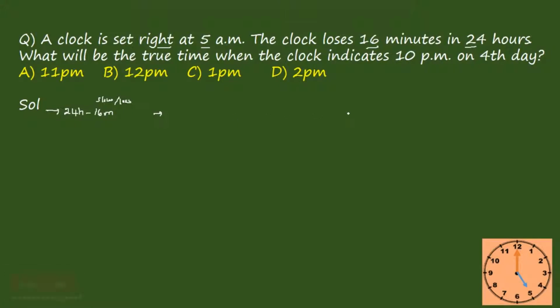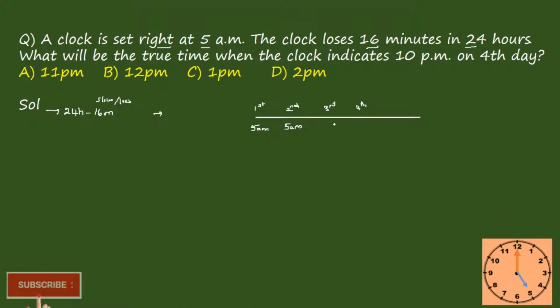If you consider a line, this one is the first day, second day, third day, and fourth day, and so on, right? First day it is showing 5 a.m. The second day also 5 a.m. Third day also 5 a.m. Fourth day also 5 a.m., but on the fourth day it is going till 10 p.m.